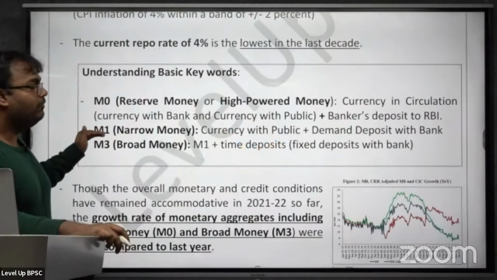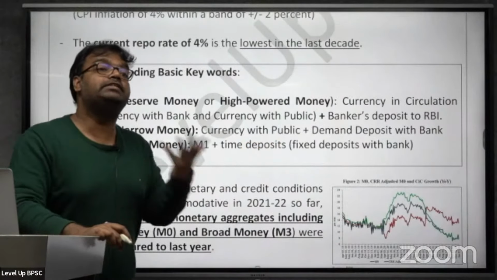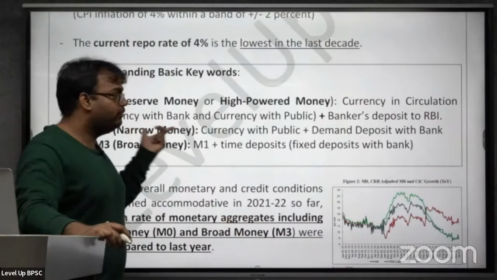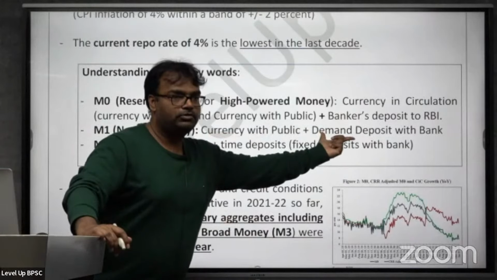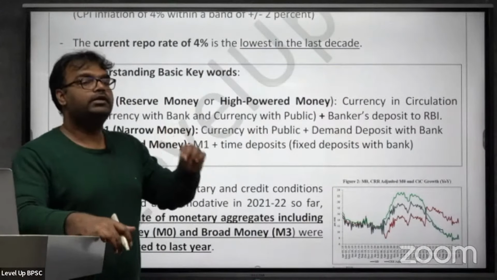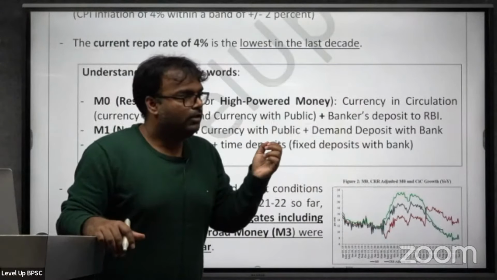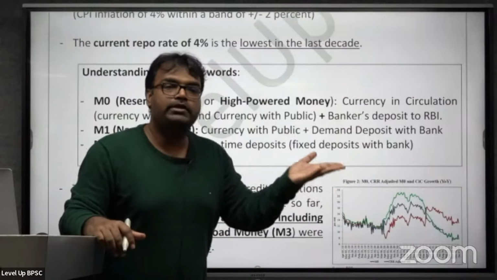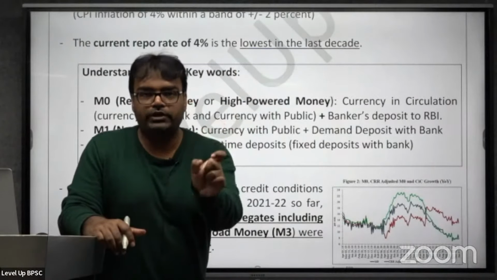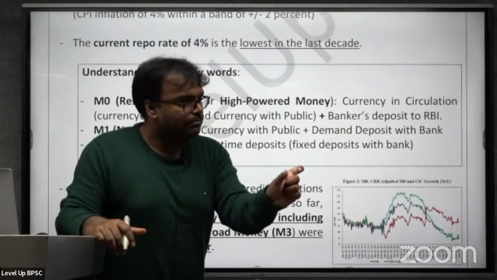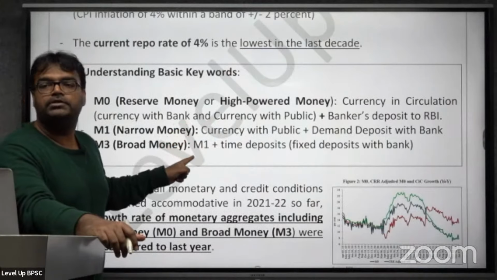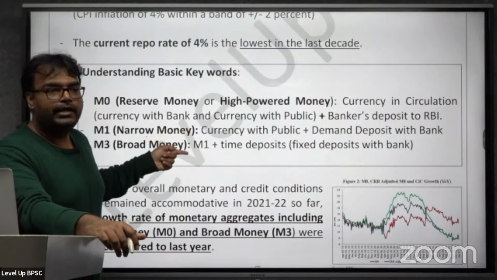But M1 and M3 are measures of money supply. How much money is there in the economy? M1 is currency with the public plus demand deposits with the bank. So how much currency you have individually, and then the demand deposits, like money in the current account and money in the savings account. A fixed deposit account becomes a time deposit. When you fix your deposit for 6 months or 1 year, it becomes a time deposit. If you also include time deposits in M1, it becomes broad money. So M1 is narrow money, M3 is broad money.